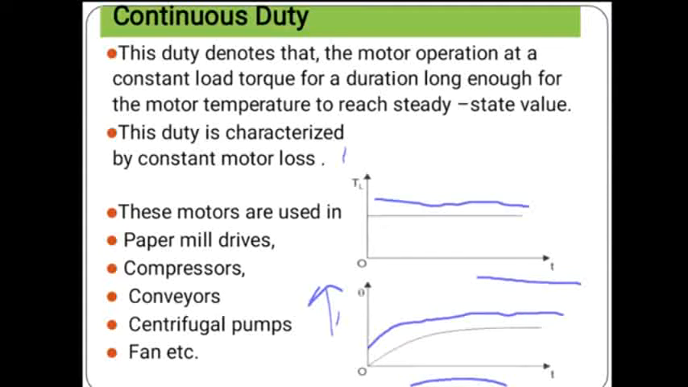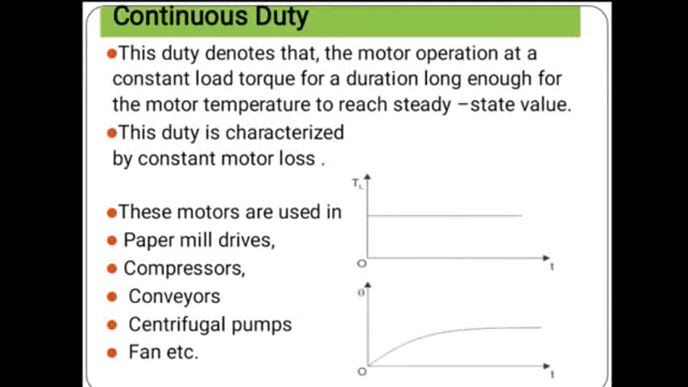Such types of motors are used in examples like paper mill drives, compressors, conveyors, centrifugal pumps and fans. The household fan, you can also observe that our ceiling fan operates continuously. So these are the concepts of continuous duty.